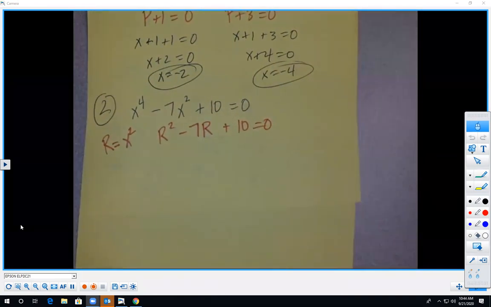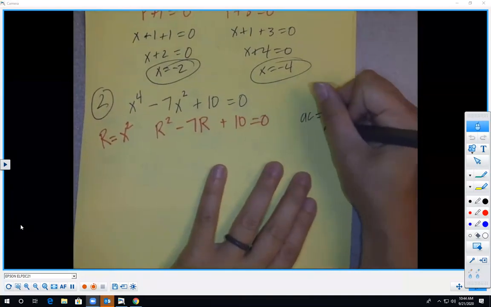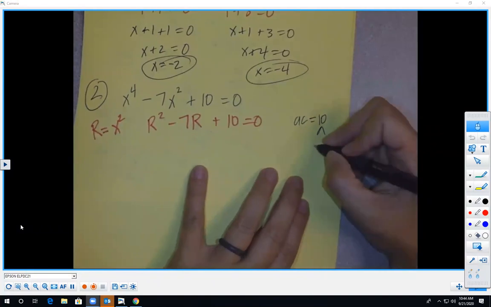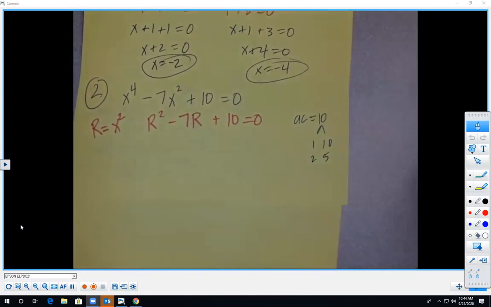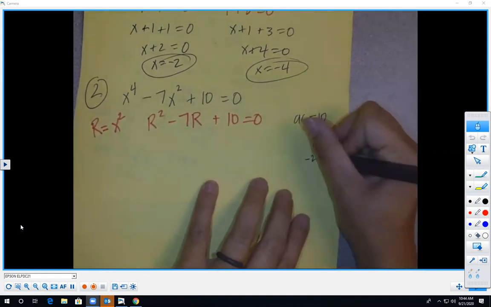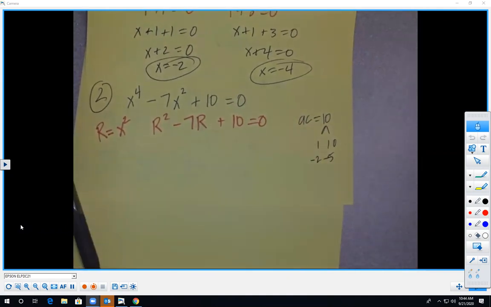You can factor this using the AC method. A times C is 10. What two things multiply to give me 10? 1 and 10, 2 and 5. Which one's going to give me -7? -2, -5. So that tells me that this factors into r minus 2, r minus 5.